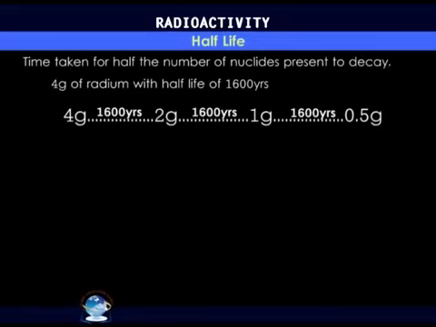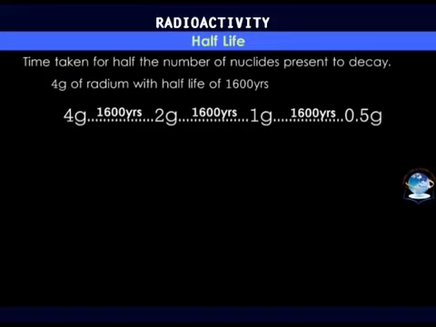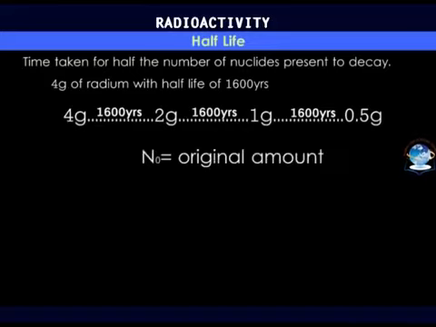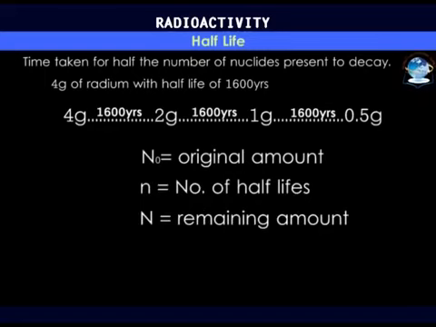After another 1,600 years, half of the 2 grams will decay, so we shall remain with 1 gram. Another 1,600 years, and half of 1 gram decays, so we remain with 0.5 grams, and so on and so on. This can also be given in form of percentage. Initial amount is always equal to 100%. Mathematically, if N0 is the original amount of a sample, n the number of half-lives, then the remaining amount N is given by N is equal to N0 times a half raised to n.